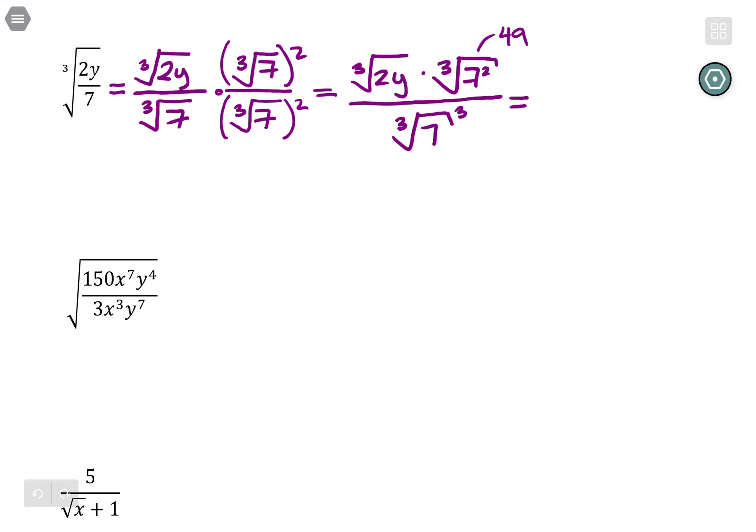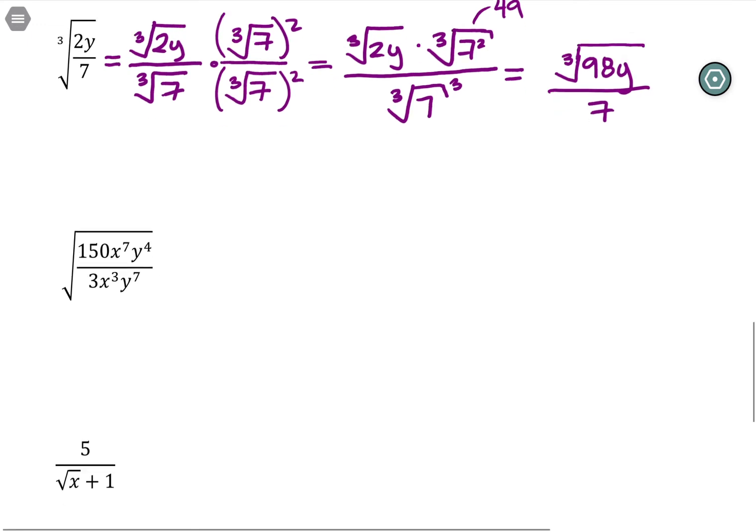The last thing I would do there is say, since that's a cube root times a cube root, there's no reason to write it twice. You can just mush it together. The same way we can take roots apart across multiplication, we can squish them together across multiplication. So I have 49 times 2y, which is 98y over 7. And that would be considered a simpler answer than what we started with.